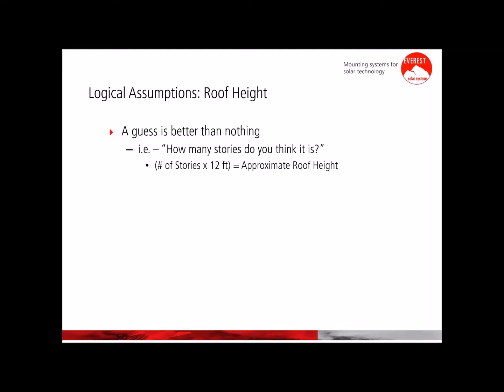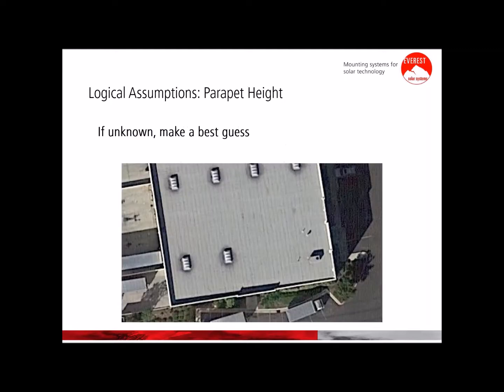Typically, if you're looking for a best guess and you know how many stories the building is, you can multiply that number by 12 feet. That'll get you in the range. Maybe that might be a little bit on the higher range, but it's better to be more conservative in this regard. The next variable that's critically important is the parapet height.